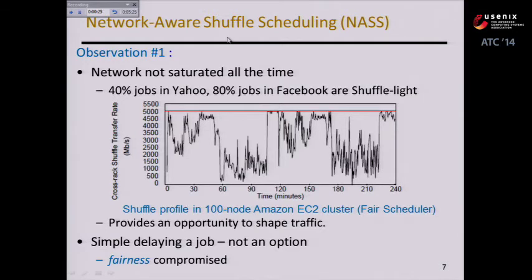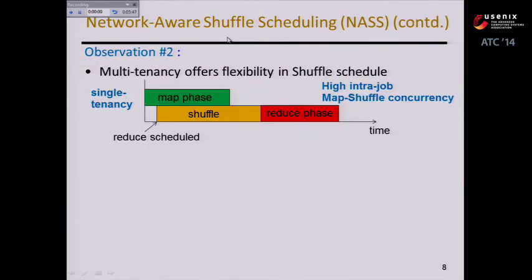So we can use this observation to move traffic around so that we can more easily shape the traffic and improve the overall throughput of the cluster. Again, an important point I want to make over here is that simply delaying a job so that we can shape traffic is not an option, because it definitely compromises fairness.